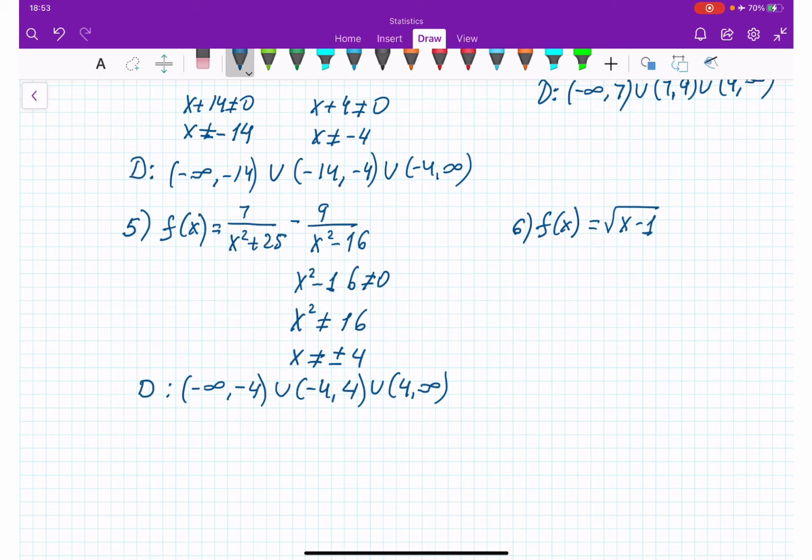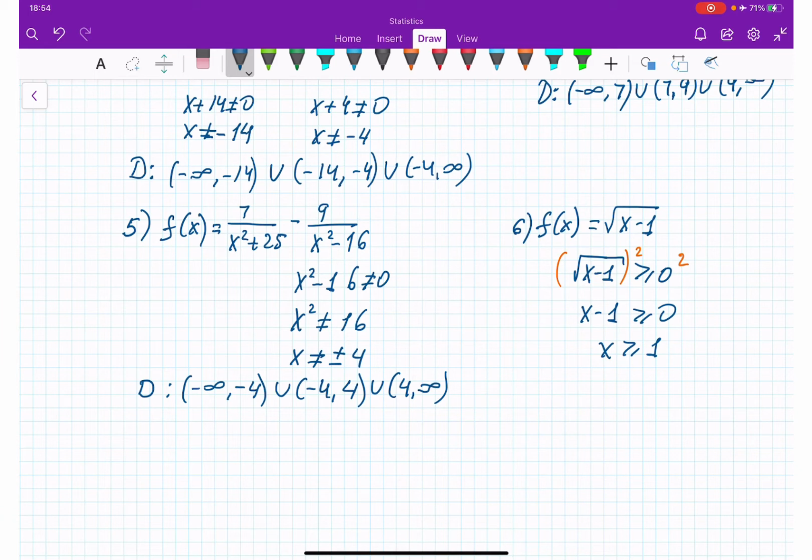So what is going to be here? The condition is going to be that the square root of x minus 1 has to be greater than or equal to 0, right? Okay, if I raise to the power of 2, what am I getting? x minus 1 greater than or equal to 0, x greater than or equal to 1, right?